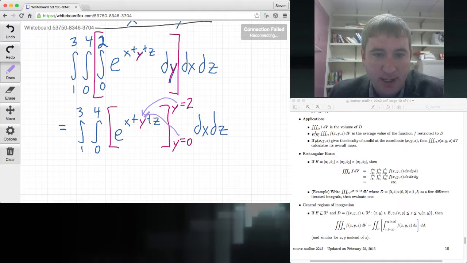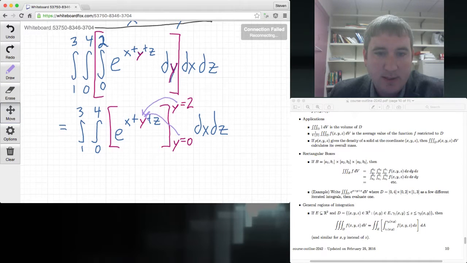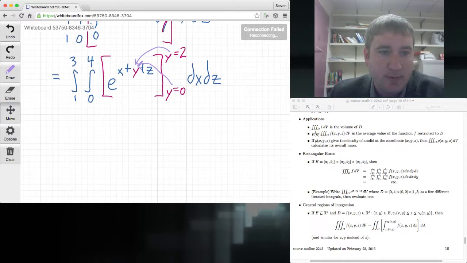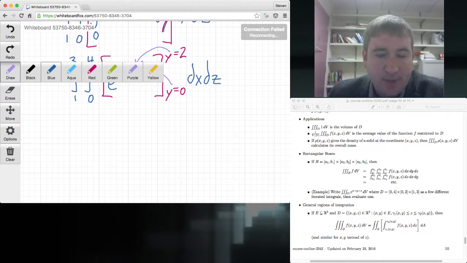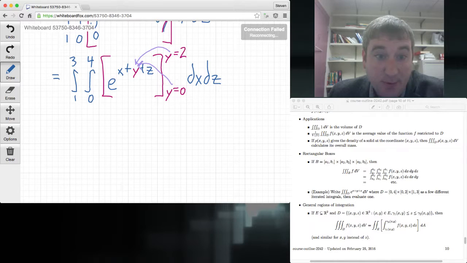So I'm going to plug in the top, and I'm going to minus the bottom. And what will I get if I do that? Well, I get e to the x plus z plus 2, minus e to the x plus z plus 0. And of course I won't bother writing down that 0 because that's a waste of my time and yours.